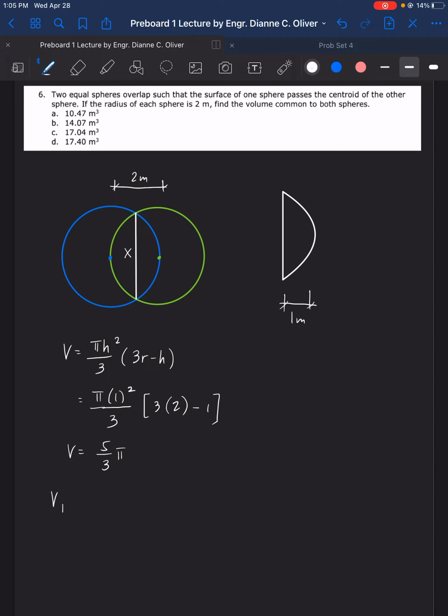And the total volume now is twice of 5 over 3 pi. That is equal to 10.47 cubic meters. Okay, so that is 10.47 cubic meters, and the answer here is letter A. Okay, that's for number 6.